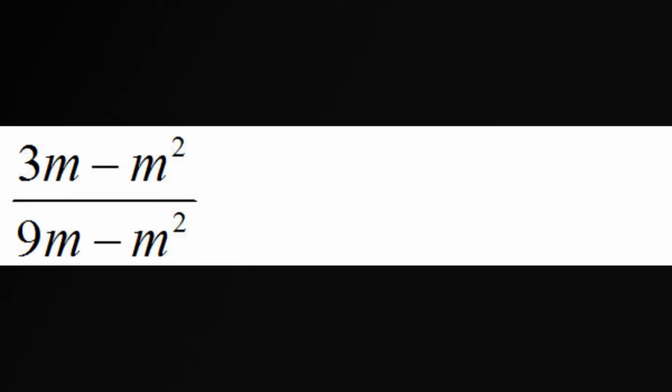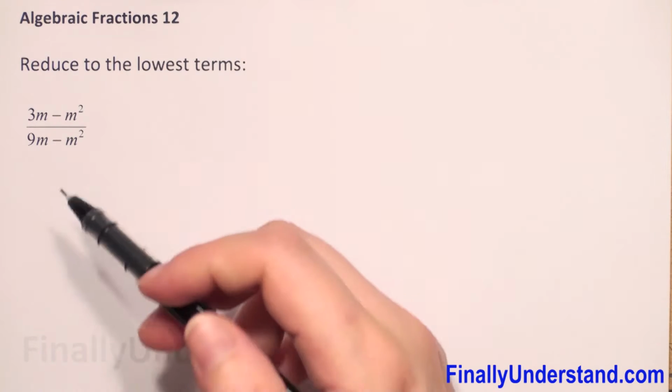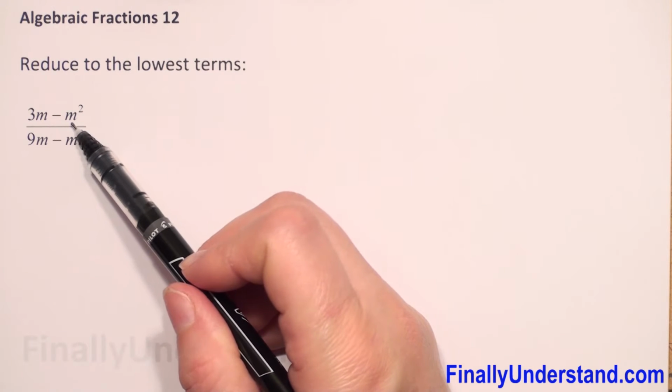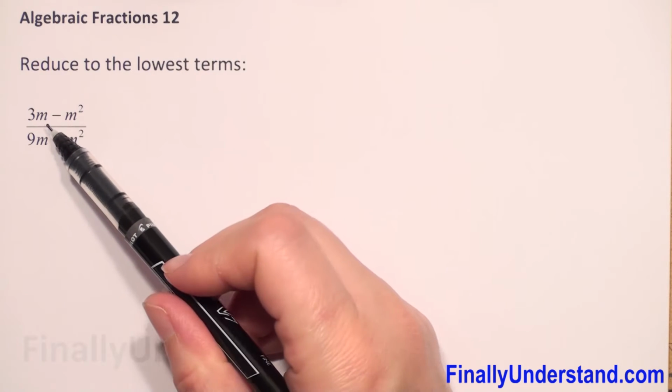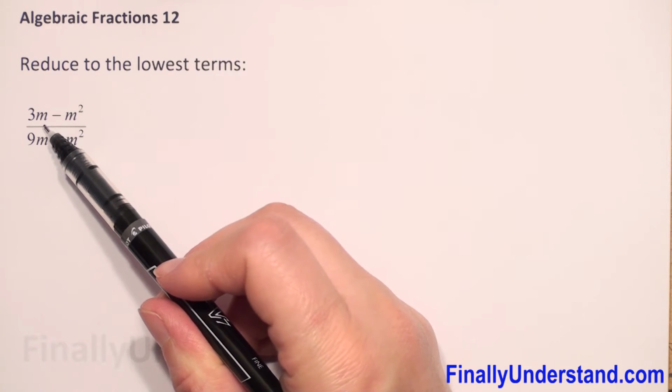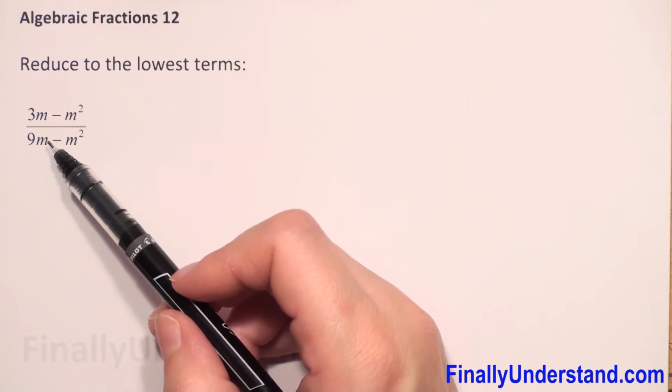We have a given algebraic fraction and we need to reduce this fraction to the lowest terms. Because we have a fraction, we know that we can reduce it only when we have multiplication. So first we have to rewrite the numerator and denominator as multiplication. It means we have to factorize the numerator and denominator. Let's see what we have here.